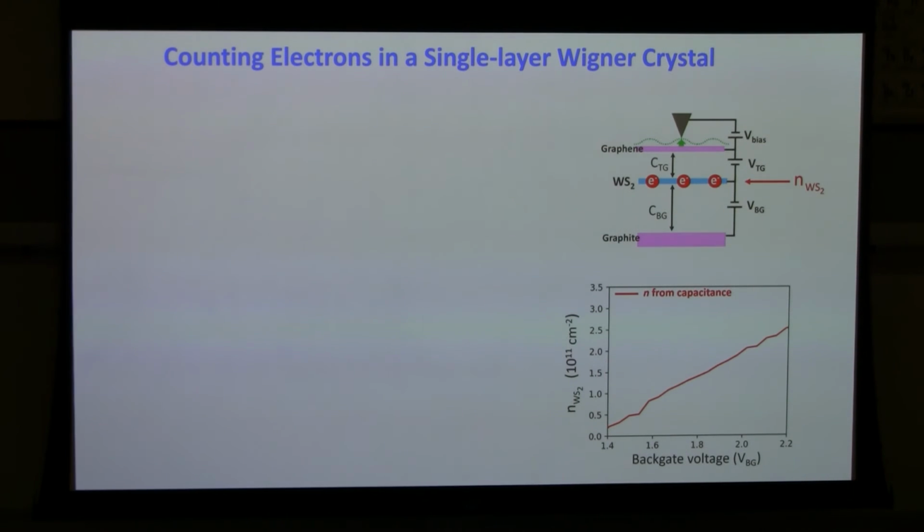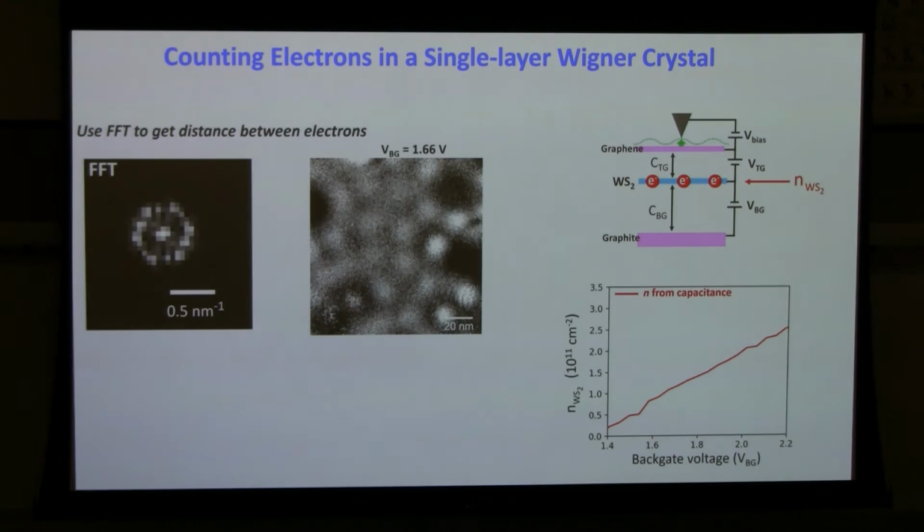So the first thing we did is we know the capacitance of our device. So this is a plot of the density of electrons in the single WS2 layer as a function of backgate voltage. It's that red line. It's linear, as it should be, because it's just a capacitor. Now let's count the bumps.